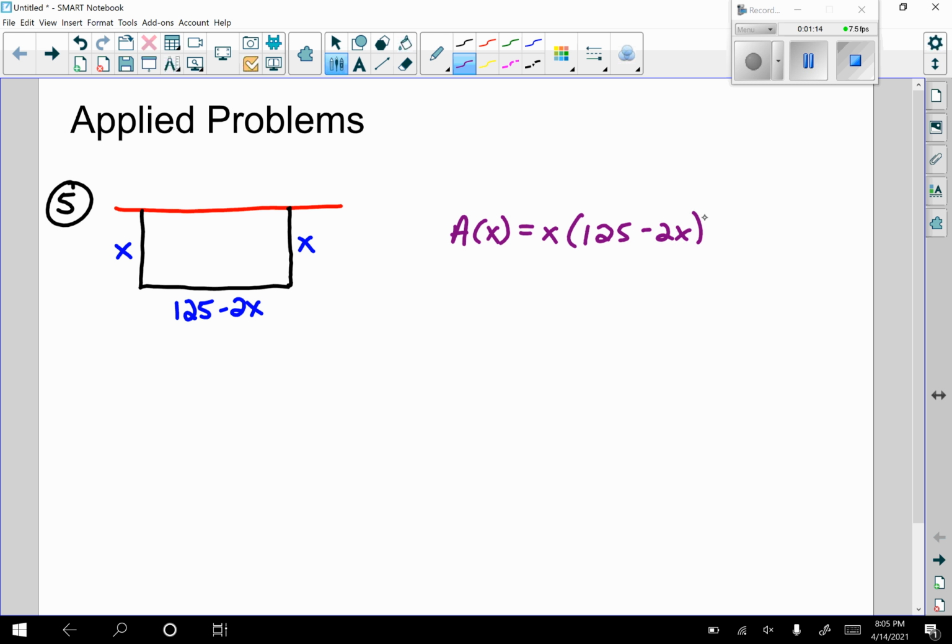So if we distributed the x, we would get a quadratic. And again, between numbers 4 and 5, this will graph a parabola that opens down. So we're looking for the vertex here, which is the height. So we want to maximize area. So the ordered pair that you get, and again, you have to take some time to adjust your screen, but you should get 31.25 and then 1953.125.